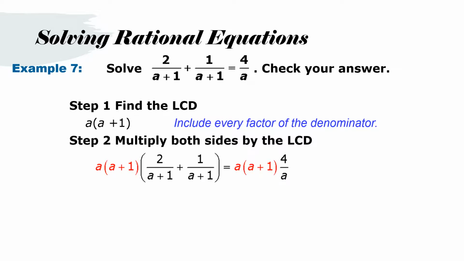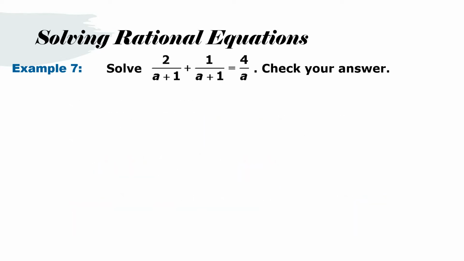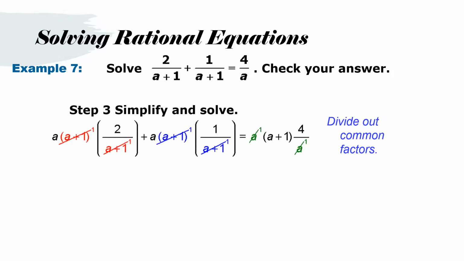It is just like the previous example. Then distribute. Then investigate whether there are common factors. Then simplify and solve. Divide out the common factors, and then multiply or simplify.